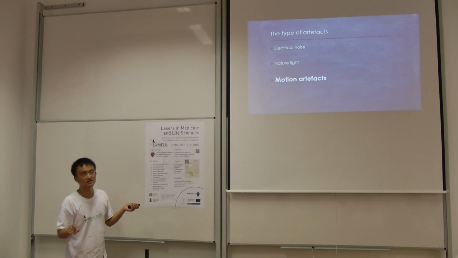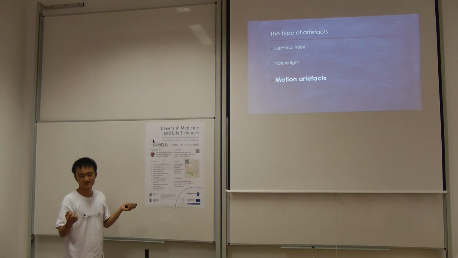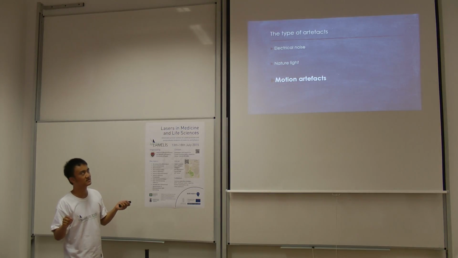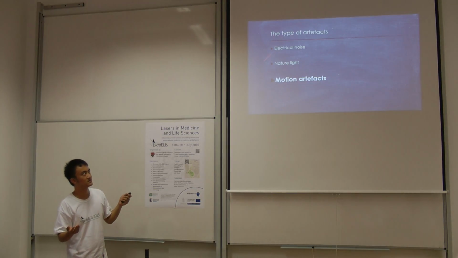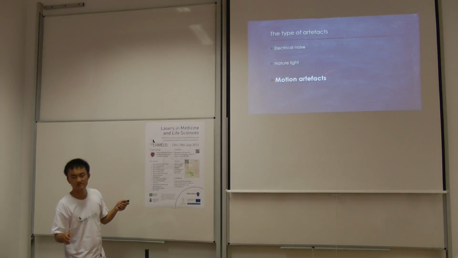For example, my supervisor made a new type of detector, and he used a metal box, like a metal container, to hold the sensors and the lasers, and it works. For example, the electronic noise decreased, but it's still not enough, because the most important is motion artifacts. So what are motion artifacts?